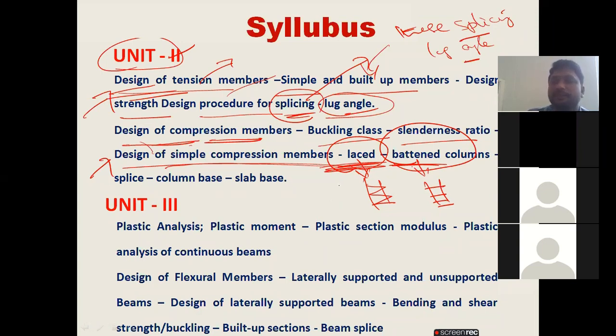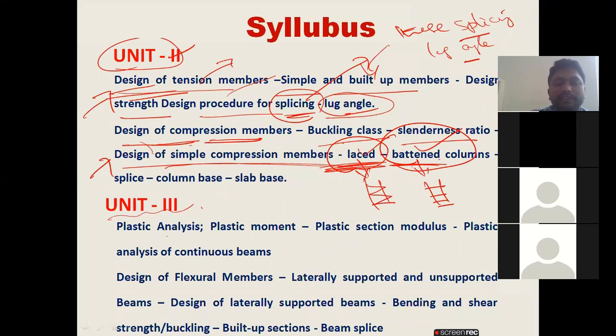The thing is that we have to think about the RCC structure as well as some other design subjects, but coming to steel is completely different. There is a compression member, and in that again we have two designs. Once you learn these two designs, you will get them directly in the examination. Okay, that is enough. Next, coming to unit 3.